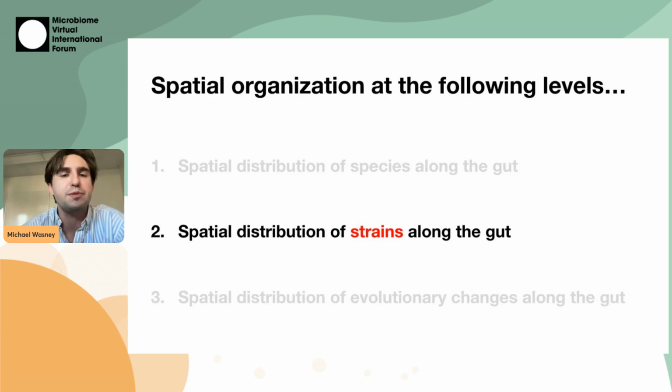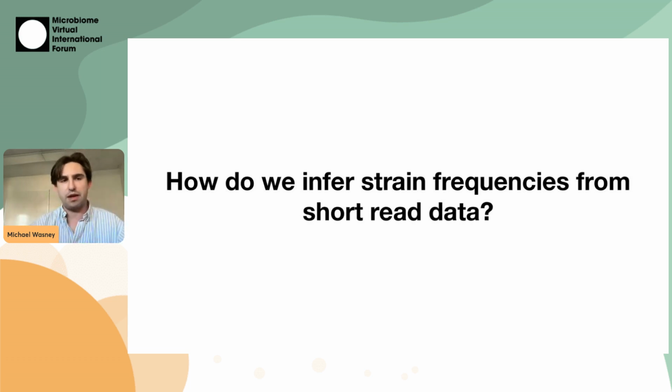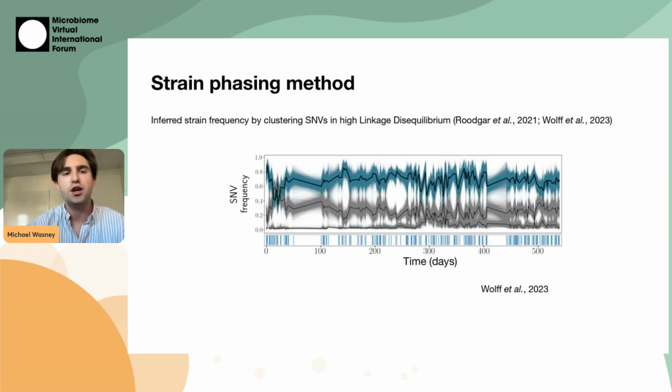But what about at the subspecific level? For example, at the level of the strain? I'll make a brief methodological point. It's no simple thing to infer strain frequency from short-read data. We did so in a similar way to how my lab did in a previous paper, whereby we leveraged linkage disequilibrium displayed by SNVs that travel on the same genomic or strain backbone.